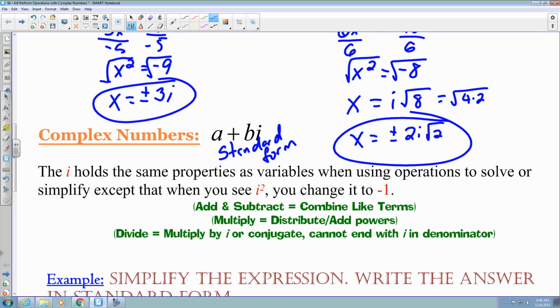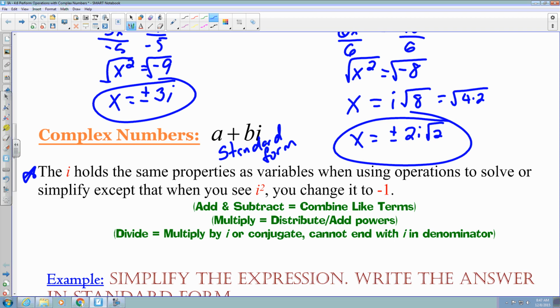All right, if you look at the statement below, it says that i holds the same properties as variables when using operations to solve or simplify, except when you see i squared, you can change that to -1. So everything stays the same. You can kind of treat i just like a variable x, y, z, stuff like that. When you're adding and subtracting, you can only combine like terms, so you can only combine imaginary numbers with the same imaginary numbers. When you multiply, you're going to distribute and add the powers just like you would do with any other variable.